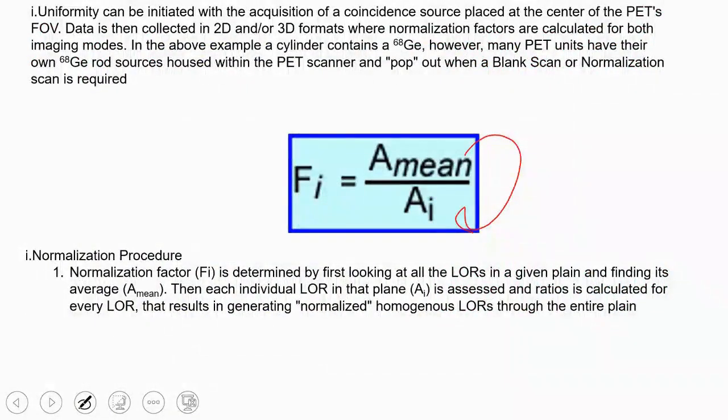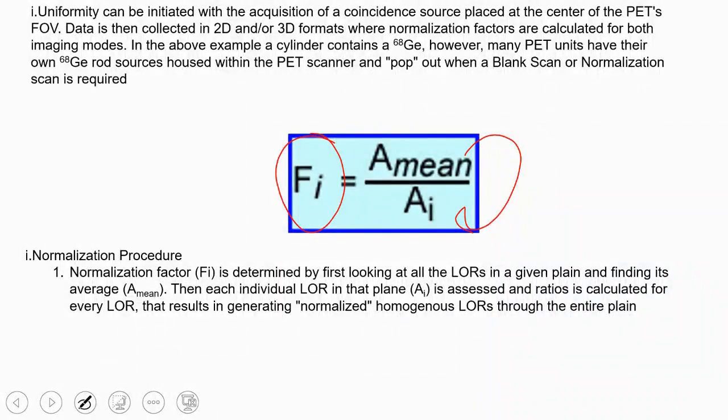This average is divided by each line of response count obtained in every direction for each crystal, to derive something called the correction factor. This factor acts as if it is performing normalization, which is used to correct any deviation that may occur in the detector during the imaging process. This is the function of daily quality control, or the meaning of normalization.